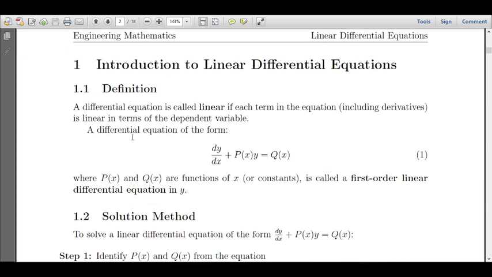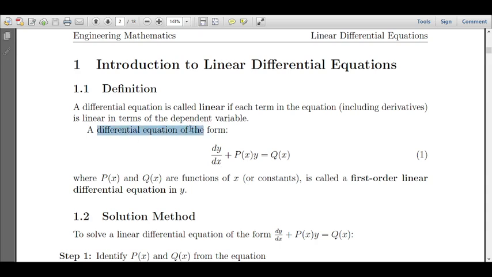The definition: a differential equation is called linear if each term in the equation, including derivatives, is linear in terms of the dependent variable. The meaning is the dependent variable y has degree 1, and the first order derivative of the dependent variable, dy by dx, appears with degree 1, and they are not multiplied together.